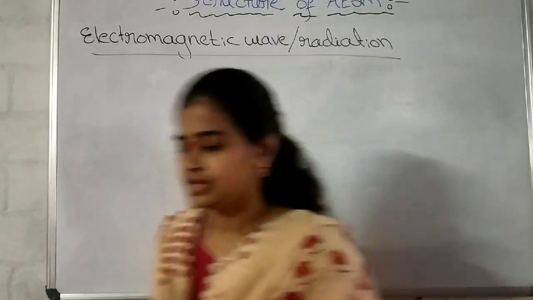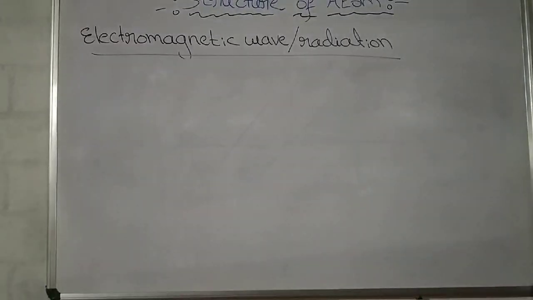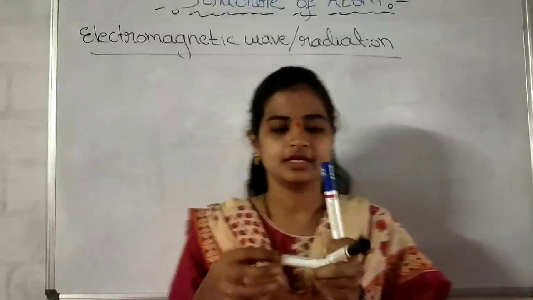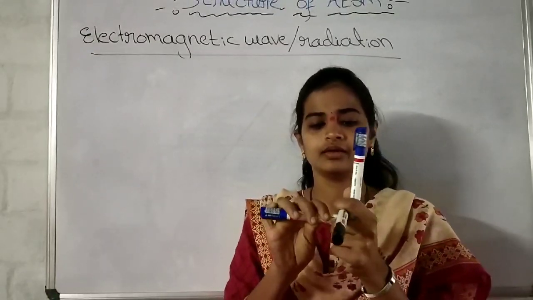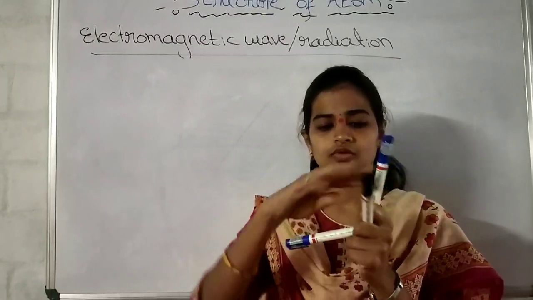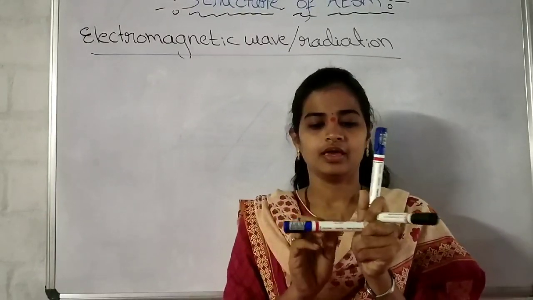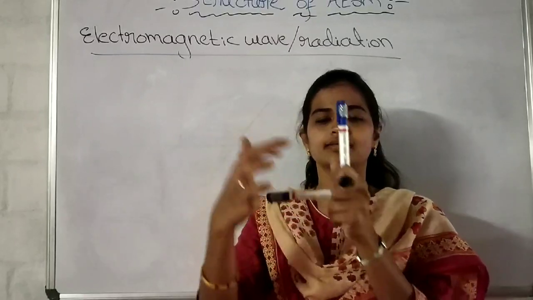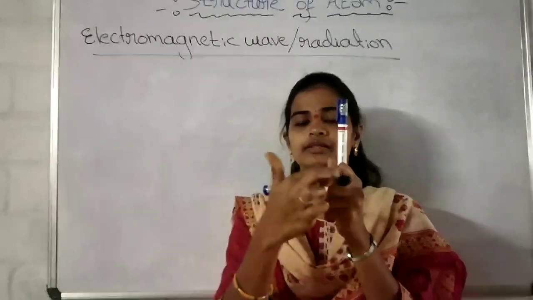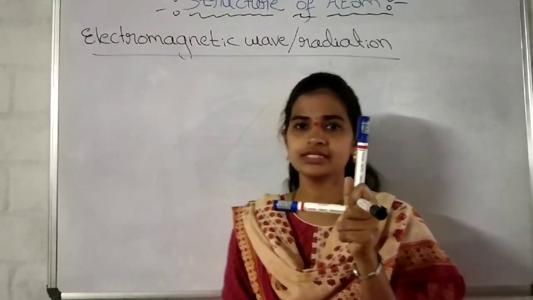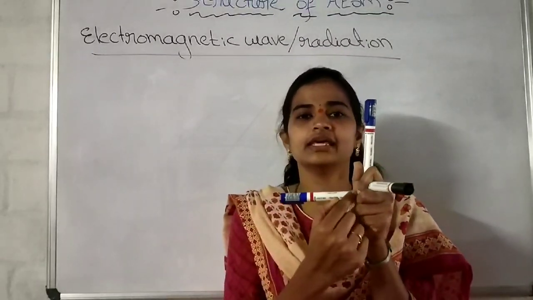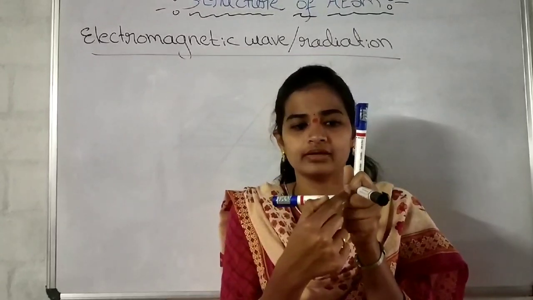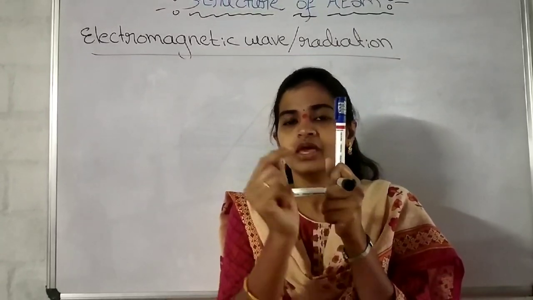For example, I'll show you. Just imagine these are the three axes: X axis, Y axis and Z axis. All three are perpendicular to each other, isn't it? When an electrically charged particle starts moving in the Z direction, then what happens?